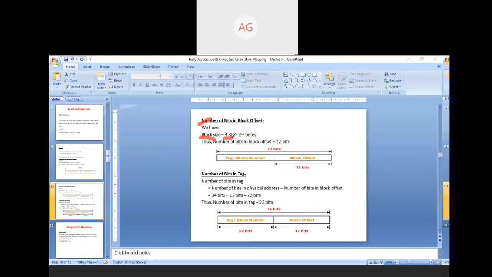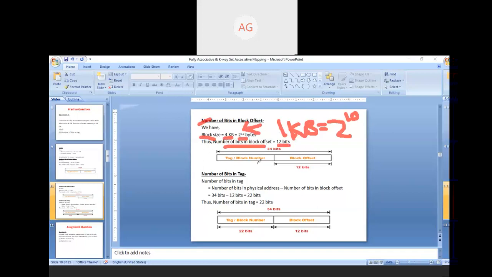So 4 KB can be converted into 2 to the power 2 times 2 to the power 10, because 1 KB is equal to 2 to the power 10 bytes. So basically it is 2 to the power 12 bytes. Whatever is in the power of 2, that number of bits is in the offset. So the number of bits in the block offset is basically 12 bits.